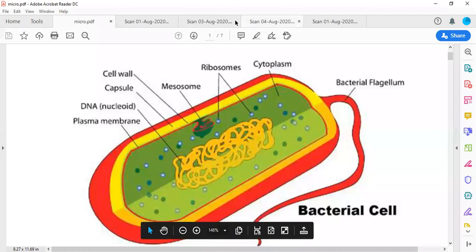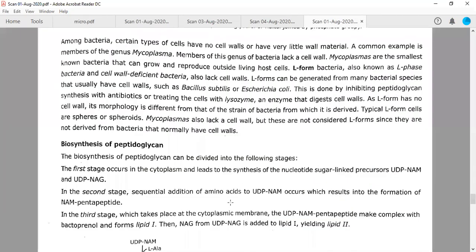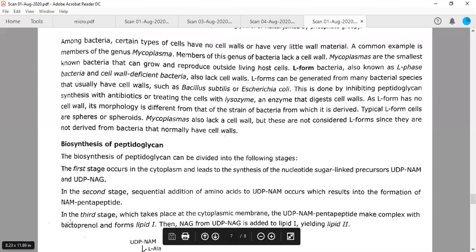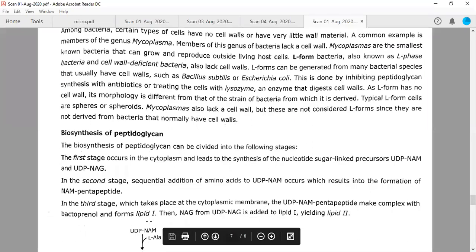So here, the third stage is actually taking place at the cytosolic, cytoplasmic side of the plasma membrane, in which UDP NAM pentapeptide, which is formed from UDP NAM, makes a complex with the bactoprenol. Bactoprenol is present in the plasma membrane of bacteria and forms a component that is called lipid 1.